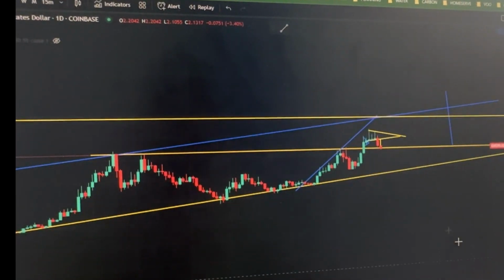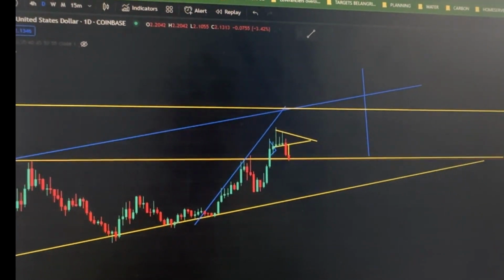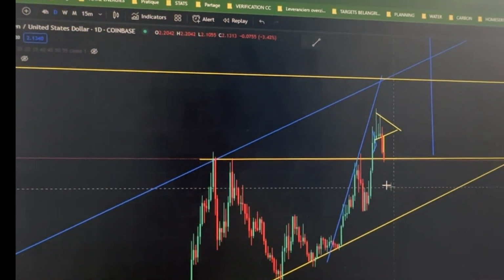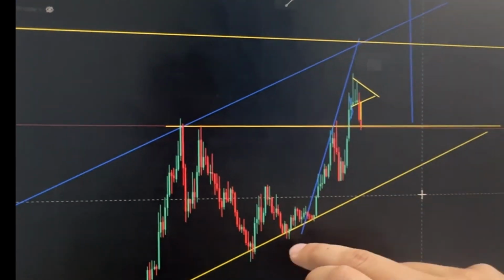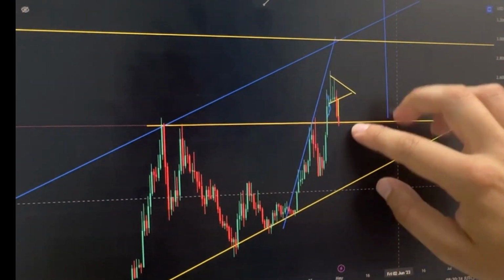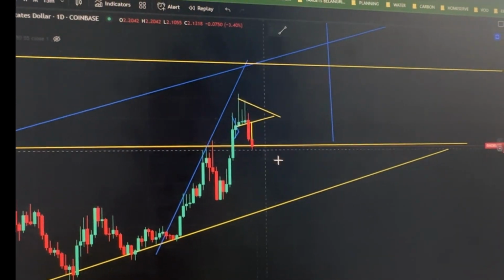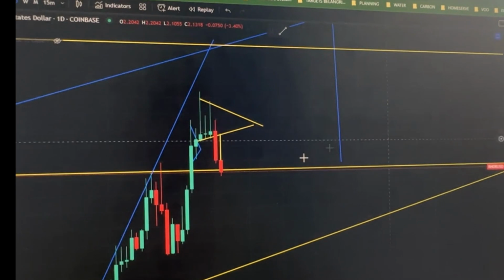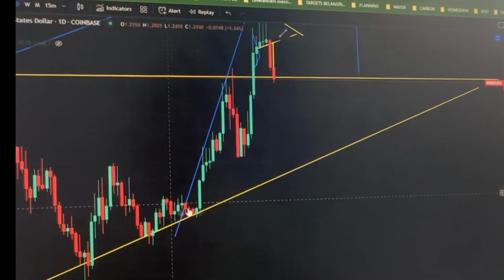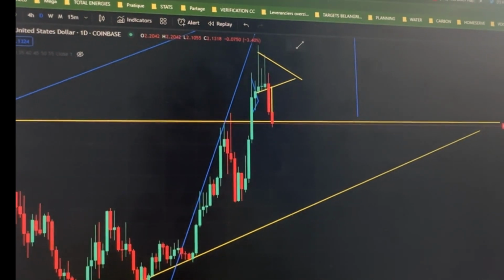Now the question is, are we going lower or not? It's possible that we are going lower, and we could retouch this line again of that big ascending triangle. That would say that this is a fake out. I don't think so. I think this is a very healthy retouch, and that you are making higher lows on the daily.